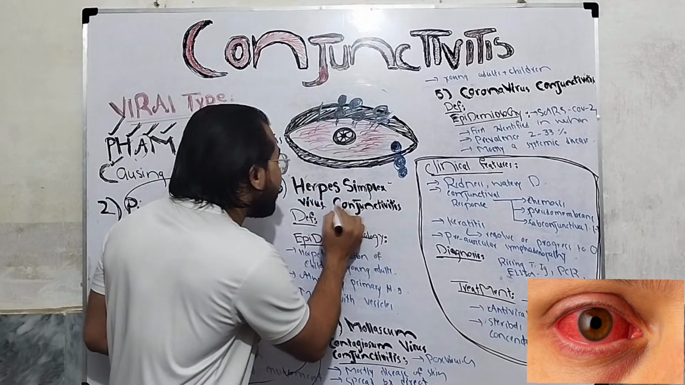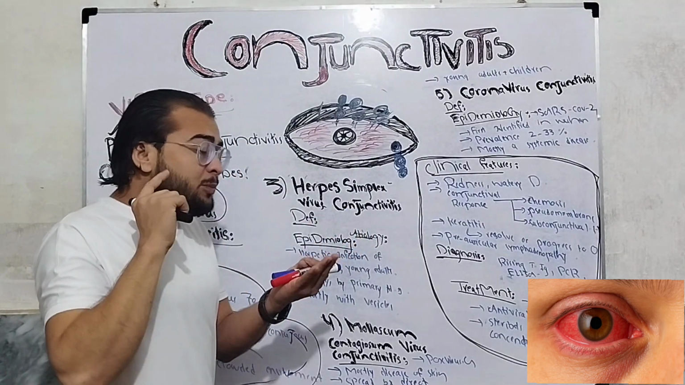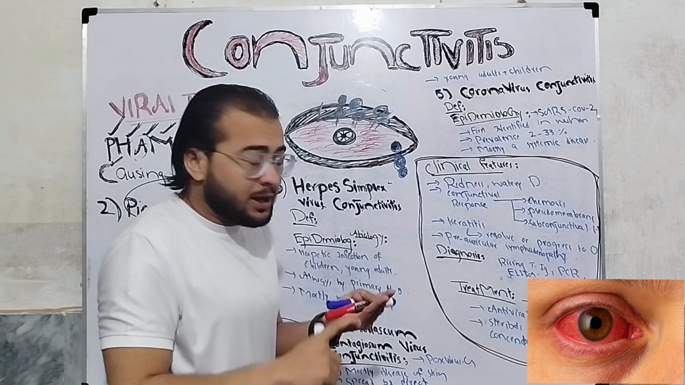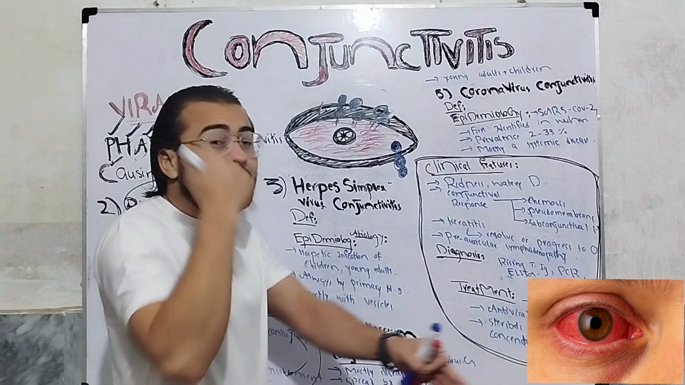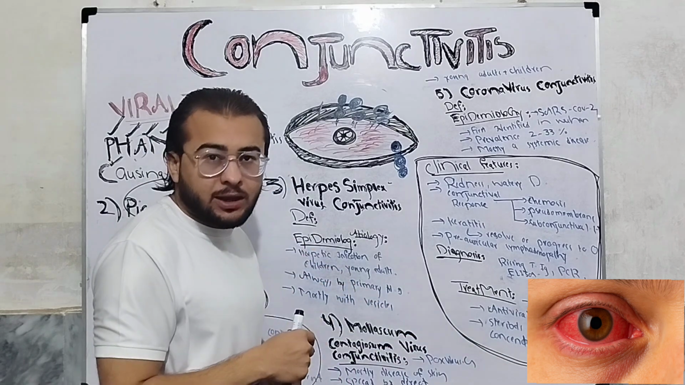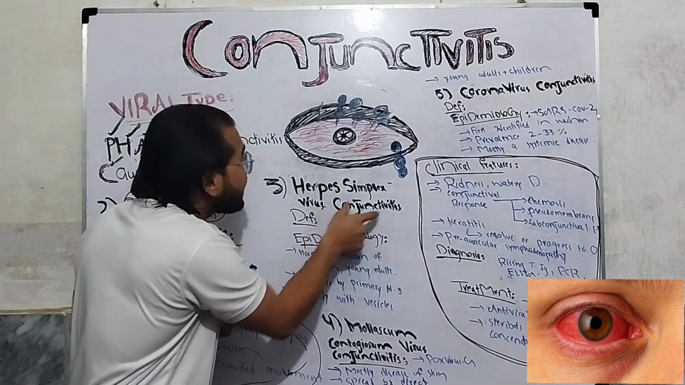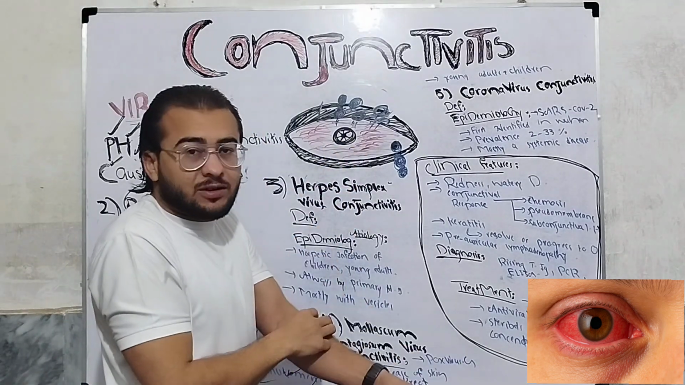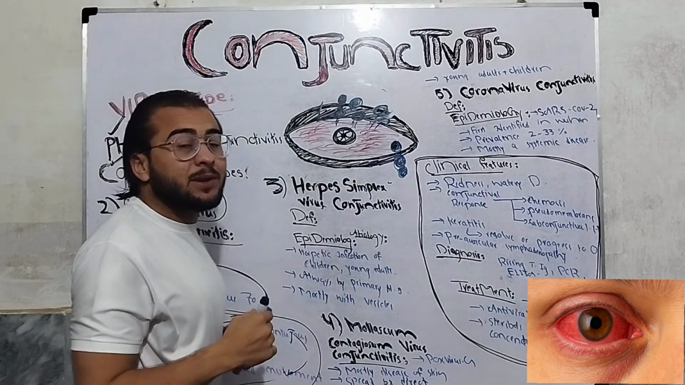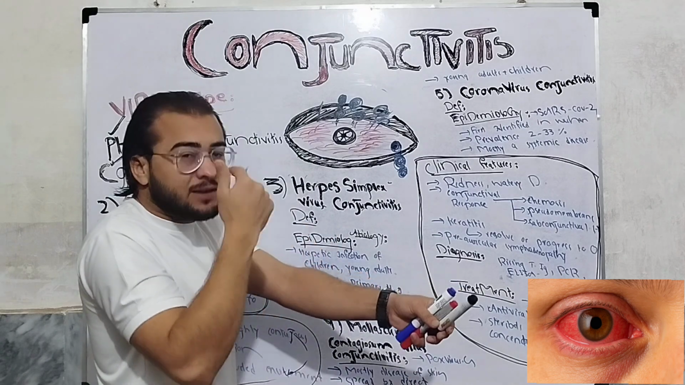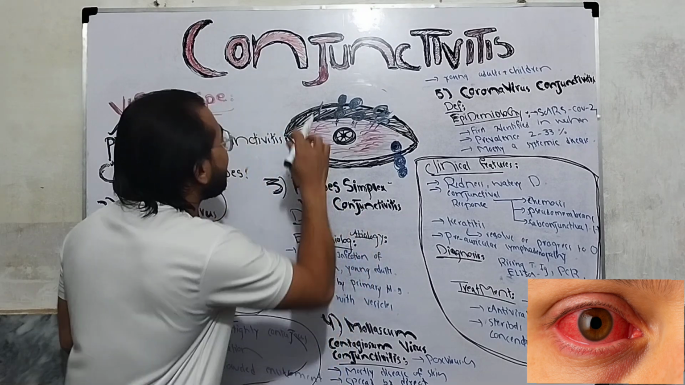Now the herpes simplex virus conjunctivitis. Herpes simplex virus conjunctivitis is mostly prevalent in young children and adults, and it is mostly associated with herpetic infection of the skin and lid margin. Okay, so it can also develop without herpetic infection of the skin and lid margin. But mostly what happens is that when there is infection of the skin, of the lid margin, or other body parts, what will happen?